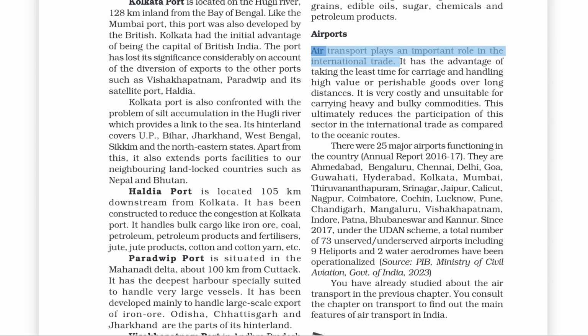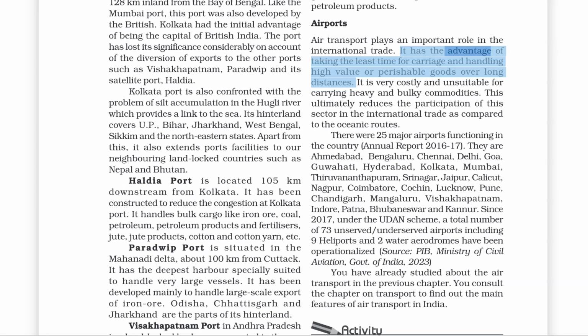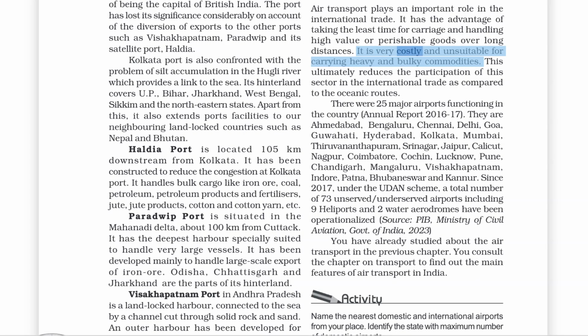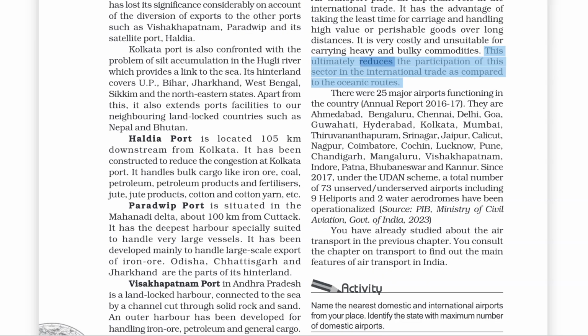Airports. Air transport plays an important role in international trade. It has the advantage of taking the least time for carriage and handling high-value or perishable goods over long distances. It is very costly and unsuitable for carrying heavy and bulky commodities. This ultimately reduces the participation of this sector in international trade as compared to the oceanic routes.